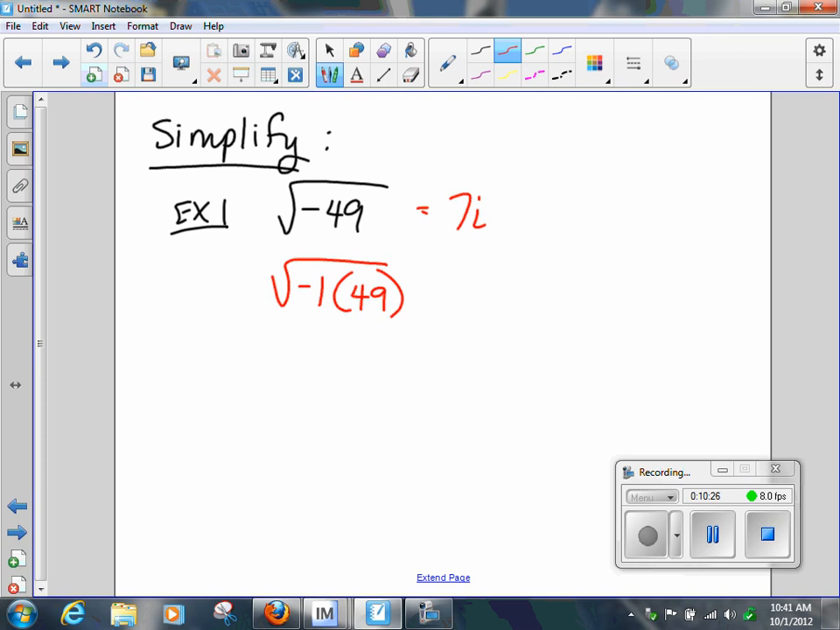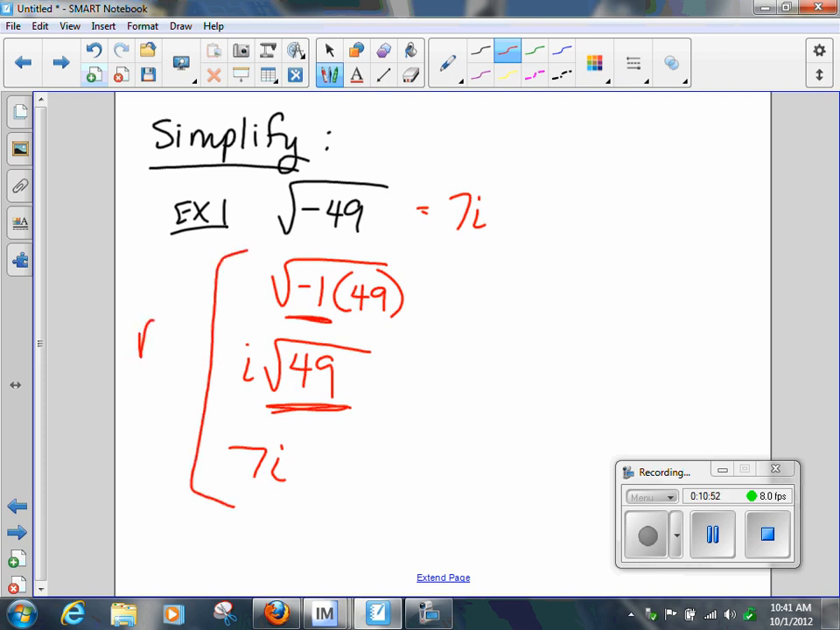but if I asked you to, what's the square root of negative 1? i. And what's the square root of 49? 7. Boom. If we went back to geometry, and I know how you guys like proofs, if I said prove that the square root of negative 49 is 7i, this is your proof right here. That's your proof. See? Are we ready to roll on? Yeah? What about this one?